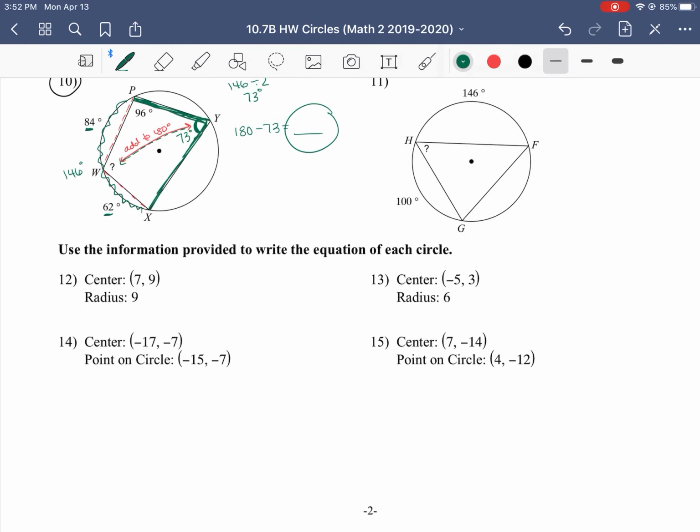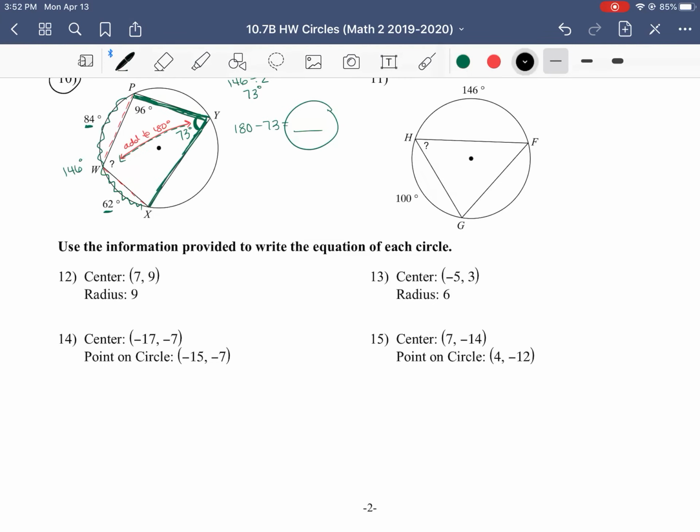Jumping down, this one is creating the equation of a circle. So remember our equation of a circle, and I'm going to write it on the right here, is always x minus h squared plus y minus k squared is equal to r squared. I'm going to write it in this way so that you can see the different pieces there.